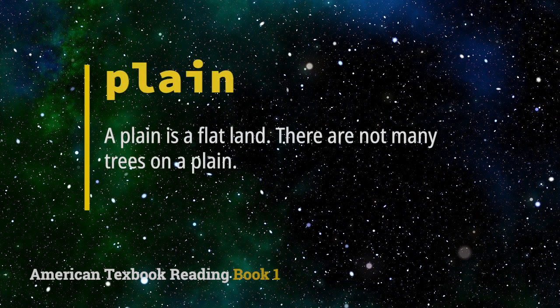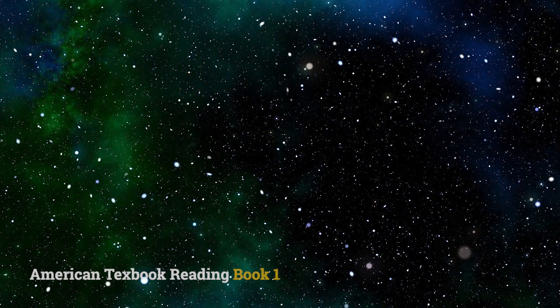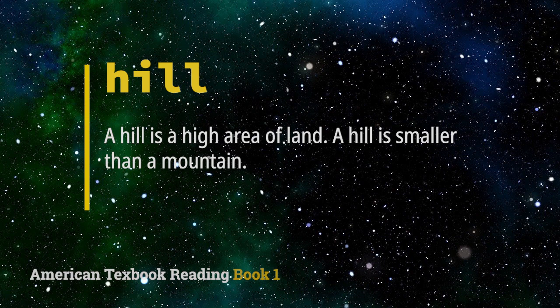Plain. A plain is a flat land. There are not many trees on a plain. Hill. A hill is a high area of land. A hill is smaller than a mountain.